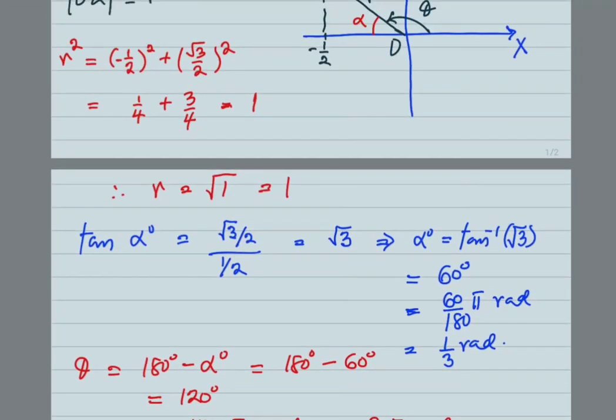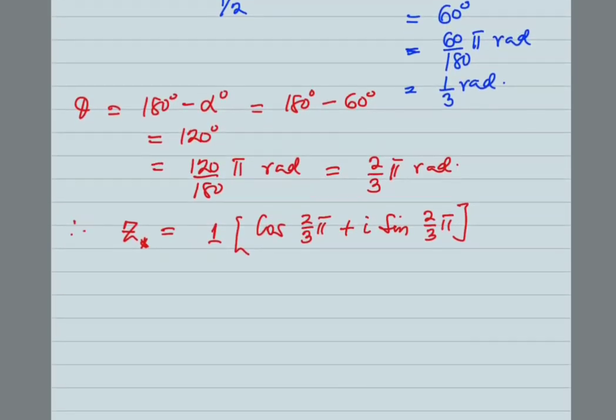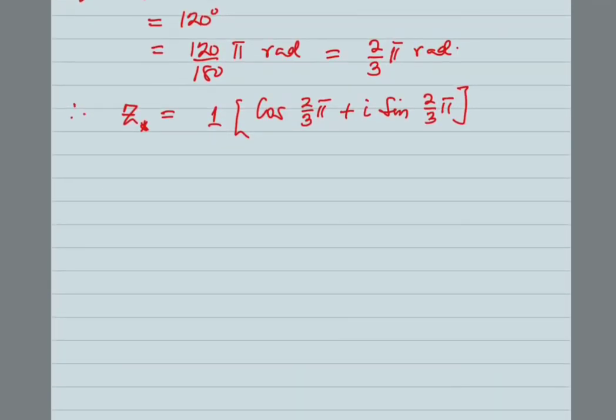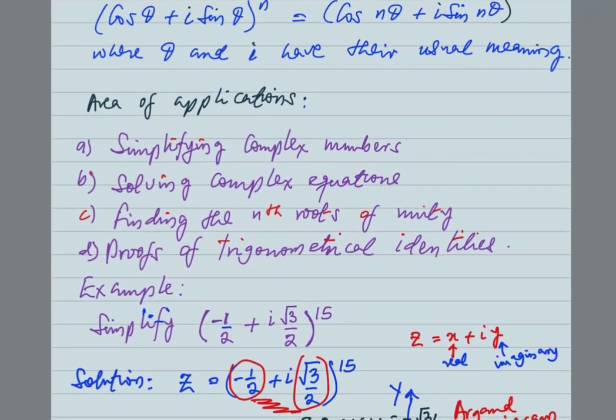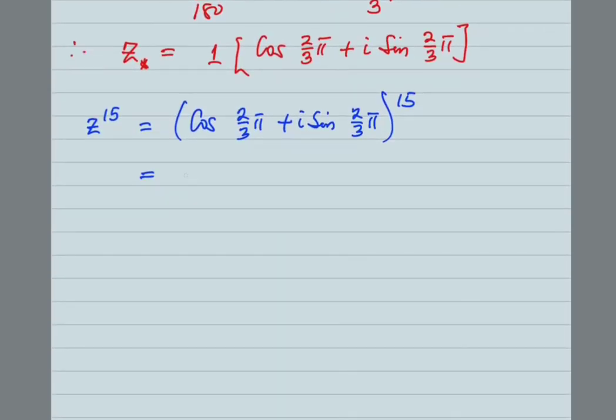But what we have here is z raised to power 15. So z raised to power 15 will now be equal to (cos 2 over 3 pi plus i sin 2 over 3 pi), then everything raised to power 15. And invoking the theorem of DeMoivre, we have cos (2 over 3 times 15 pi) plus i sin (2 over 3 times 15 pi).